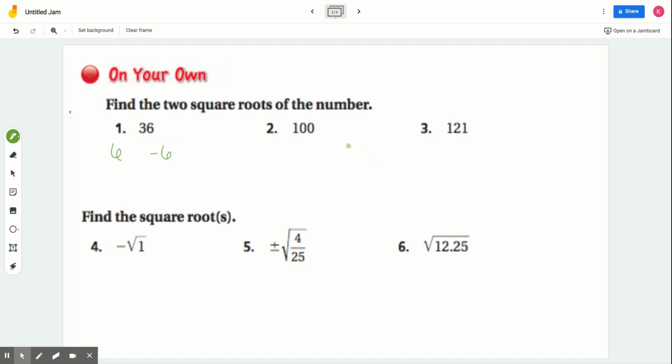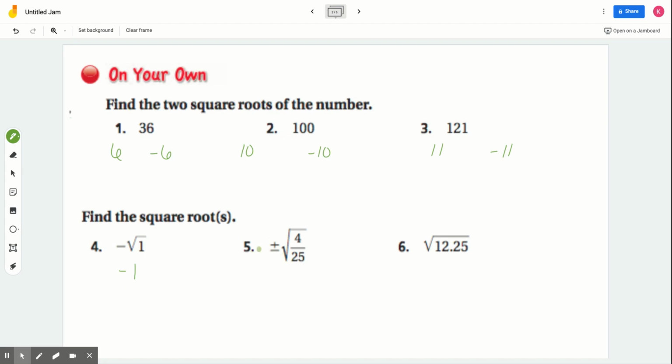Go ahead and answer 1, 2, and 3 right now on your own. You should have found that the two square roots of 100 are 10 and negative 10. The two square roots of 121 are 11 and negative 11. Now we need to find the square root or roots as we're directed by the instructions here. So the negative square root of 1, well, 1 times 1 makes 1, but we need the negative. So our answer will be negative 1 because it's specifically asking for the negative square root.